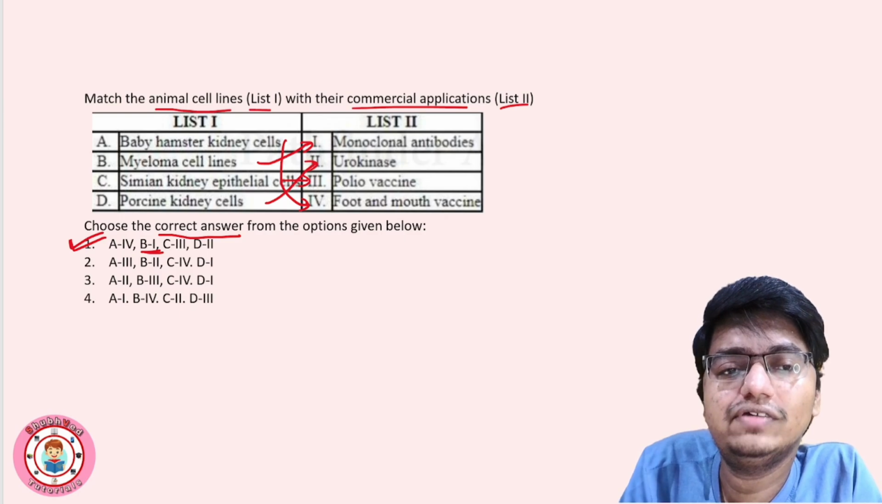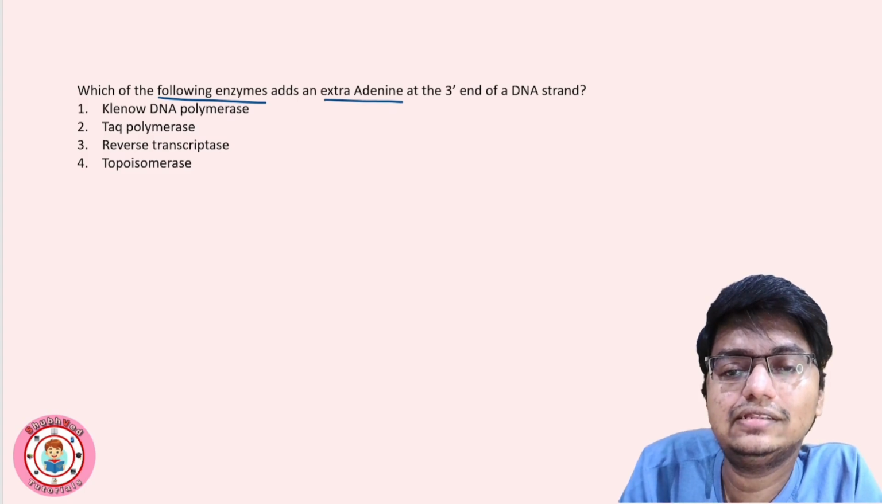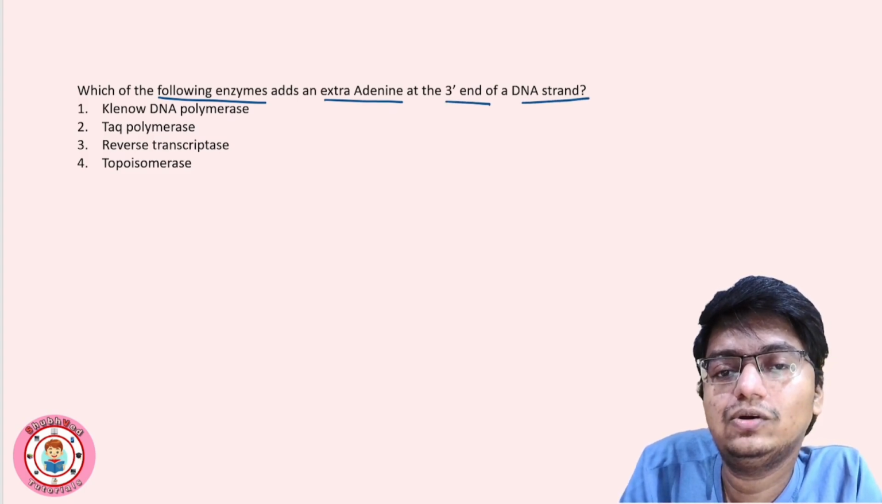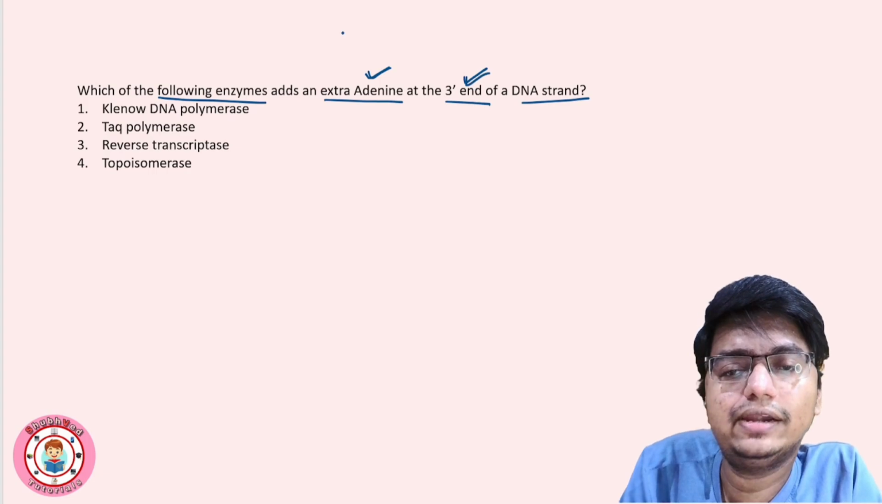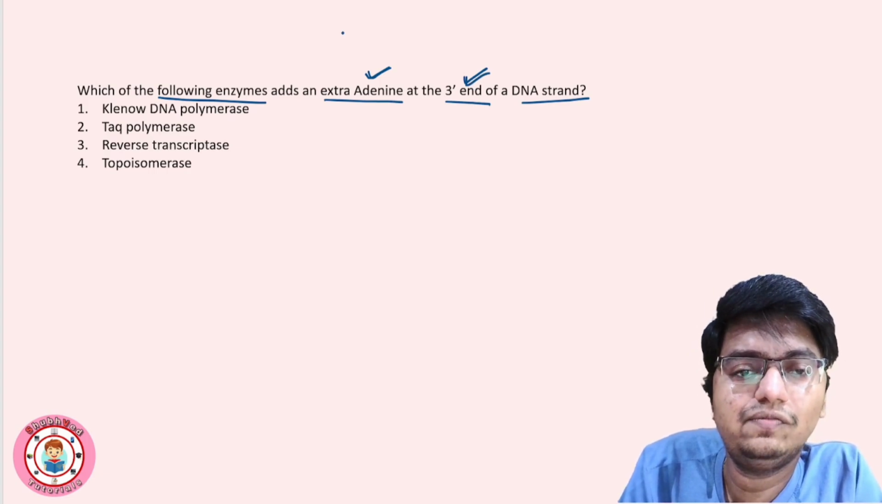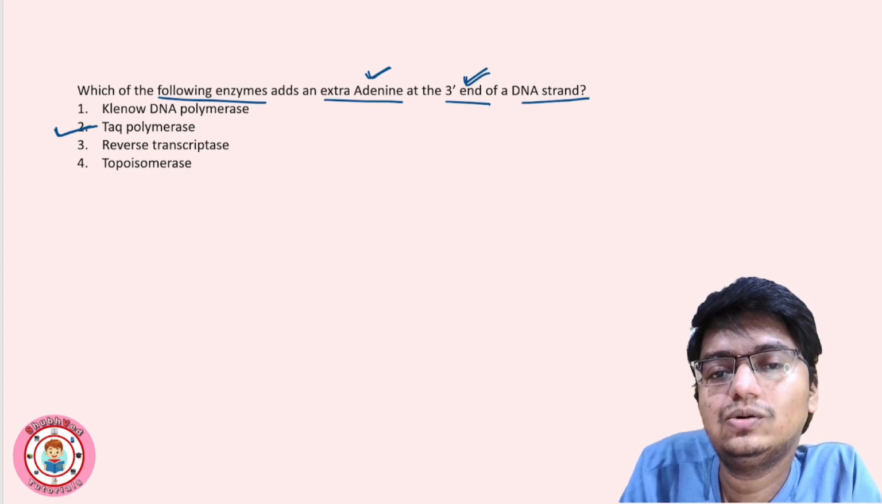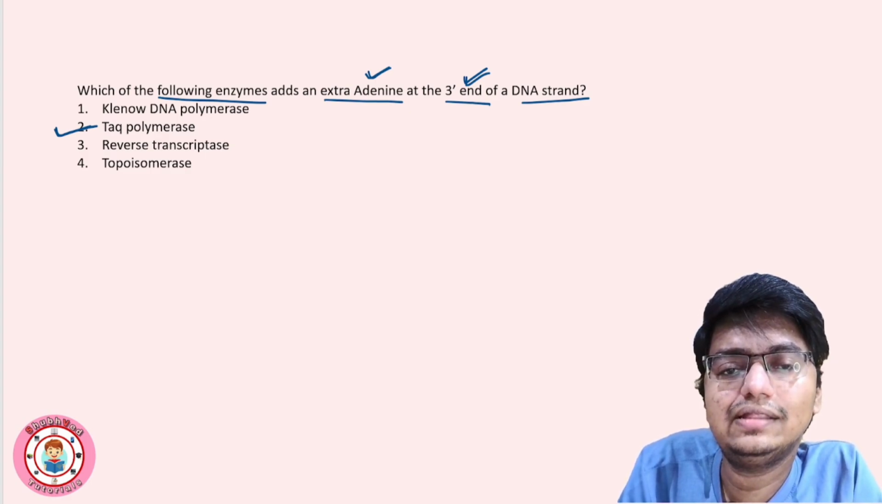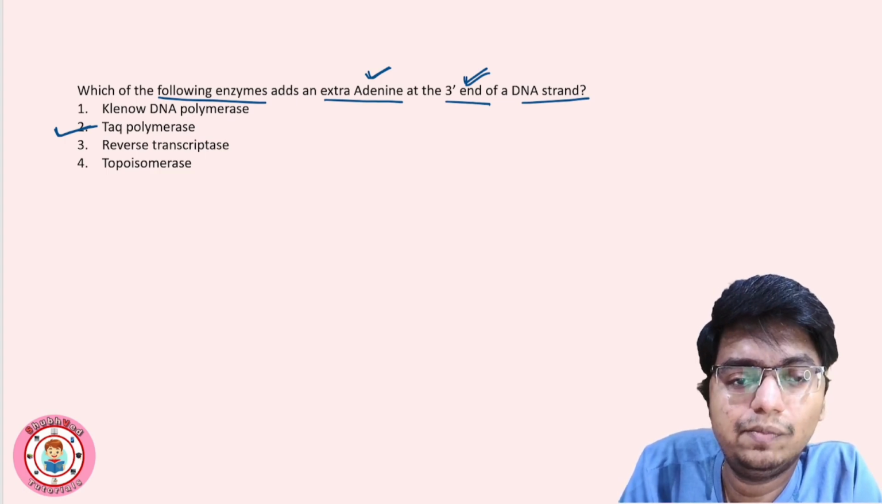Which of the following enzymes adds an extra adenine at the 3' end of a DNA strand? Which enzyme adds an extra adenine at the 3' end? That is Taq polymerase. Okay, this is very important. You have to remember: the enzyme that adds adenine at the 3' end is Taq polymerase.